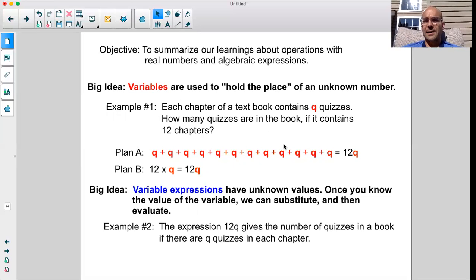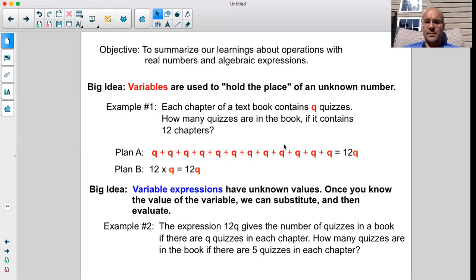in each chapter. That's the kind of thing you read, especially at the start of this class, and go, who's wasting their time with that? But the idea is, we know that 12Q means something. It means the total number of quizzes in a book. There's an unknown in there because we don't know how many quizzes there are in each chapter. But if someone comes along and says, how many quizzes are in the book altogether? If there's 5 quizzes in each chapter, now I have the piece of the puzzle I need.